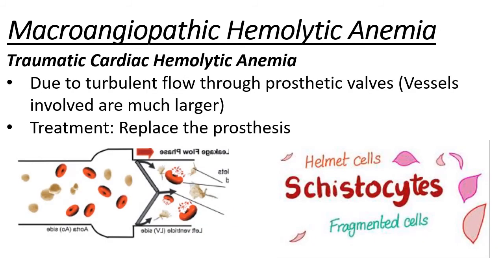Let's proceed with macroangiopathic hemolytic anemia. So, the primary example of this is in our patient setting. Tingnan natin kung meron silang prosthesis. And kapag ang hemolytic anemia is caused primarily by their prosthesis, ang term dyan ay traumatic cardiac hemolytic anemia.